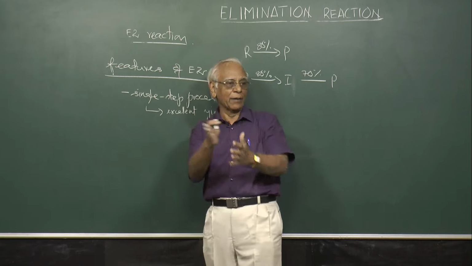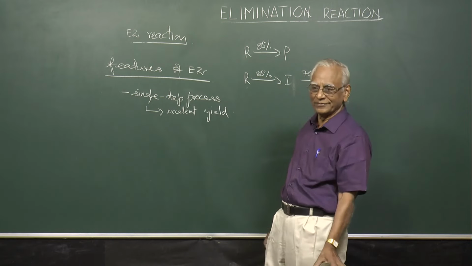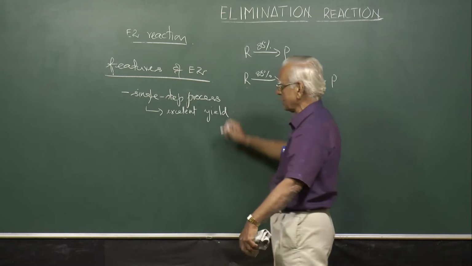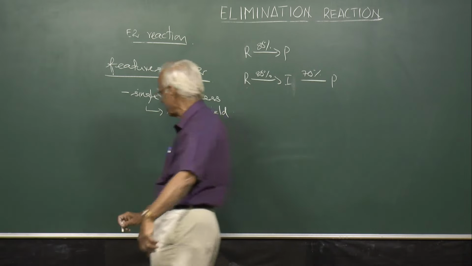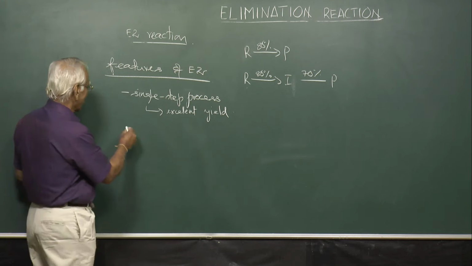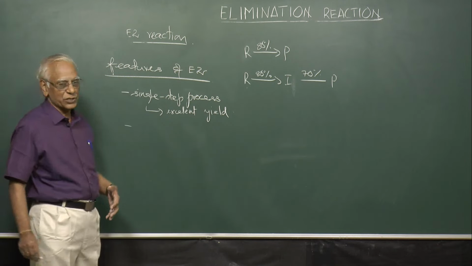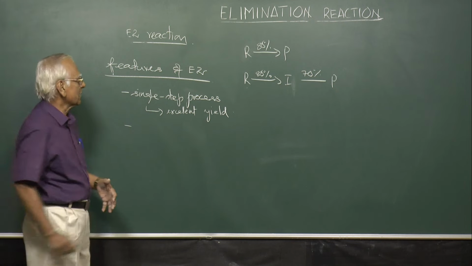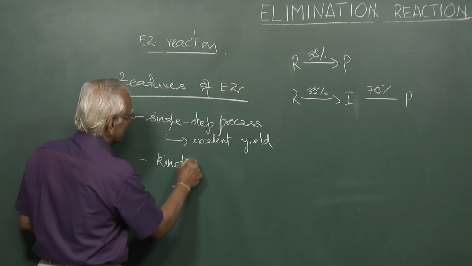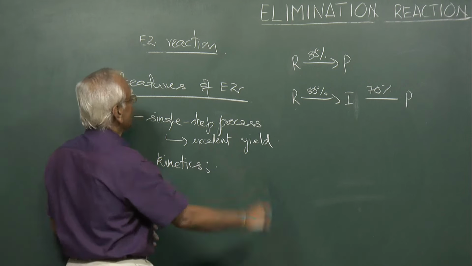For that, one example: elimination reaction, E2 reaction. E2 reaction is a single step process. Excellent yield. That is one feature. See how many questions we are able to generate based on this simple point. The next one. What is it that you have to say? Single step process. And we have to explain the kinetics. I think I have told you last class itself.